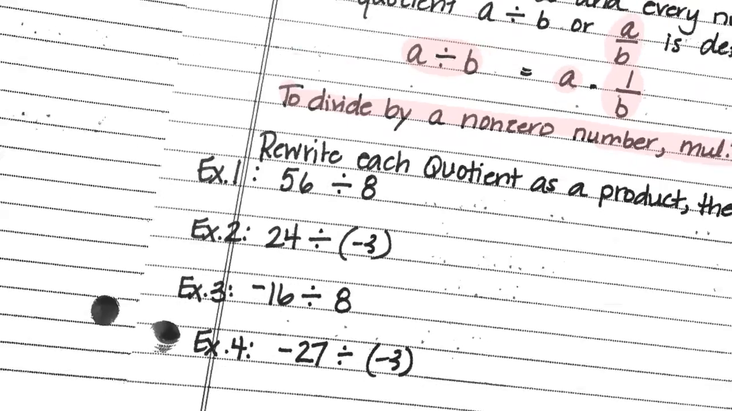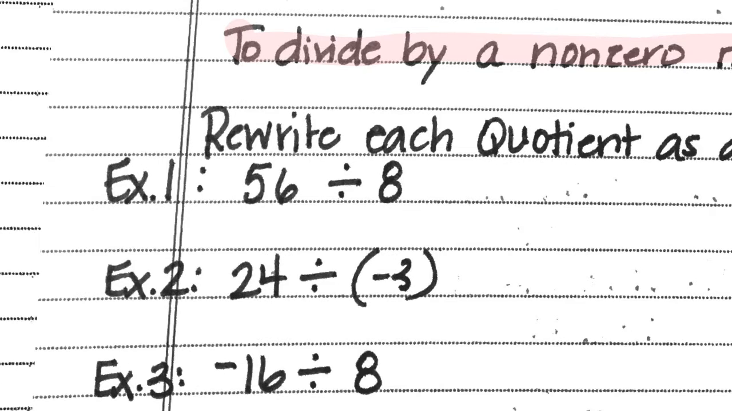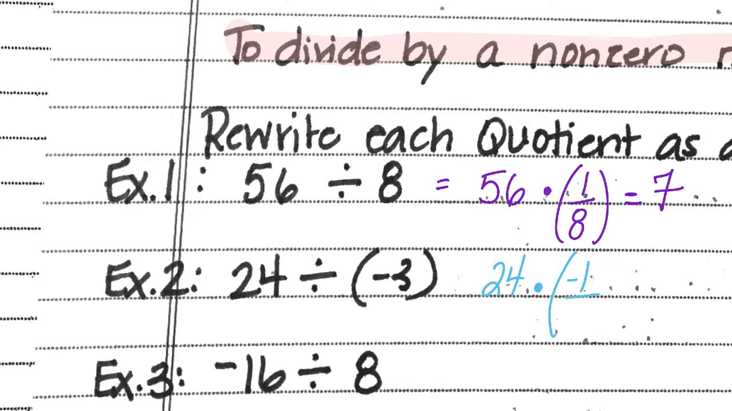So they want you to rewrite each quotient as a product. So they're really asking us 56 divided by 8. Yes, we know that is 7, but we want to show that we can multiply this by 1 over 8 to also get the 7. They said to show it as a product. 24 divided by negative 3 is 24 times negative 1 over 3. Answer, negative 8. And negative 16 divided by 8. Negative 16 times 1 over 8 is negative 2.